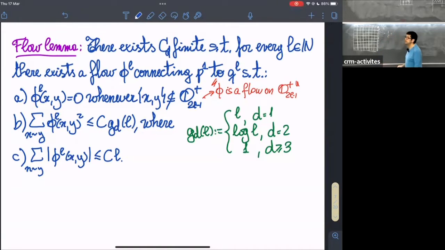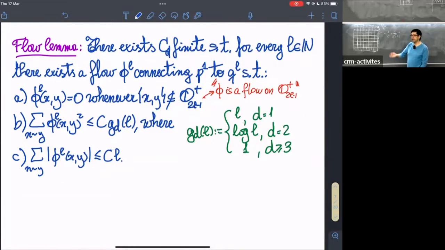plus 1 over 2L squared times L minus 1, something like that, no? So I take this mass here and I push it in this direction in such a way that I leave uniform mass here. And I do that in all the directions. And what happens is that this flow connects P_L to P_{L-1}.